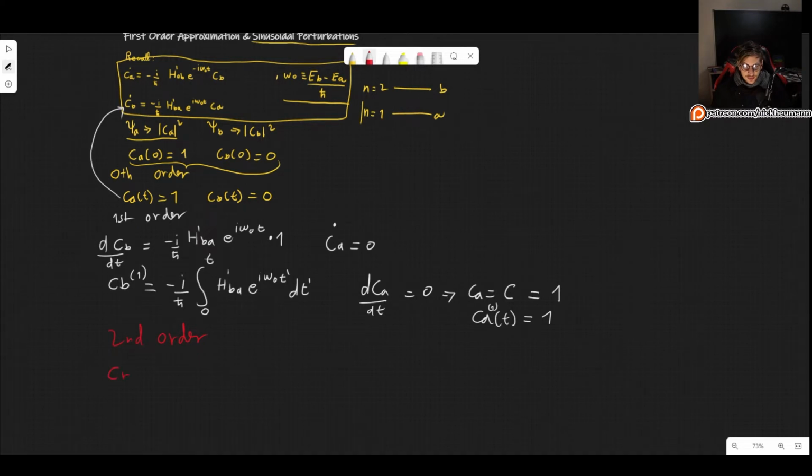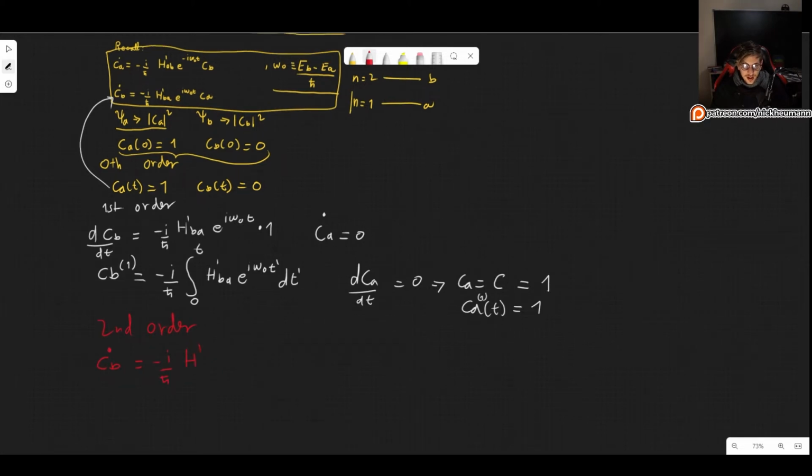So for CB, for example, CB dot is minus i over h bar, H prime BA, e to the i omega 0 t, and then CA, but of course CA is 1, so we don't have to write it down. Now to find CB, we just integrate just as we did before. So this goes from 0 to t, and we change this t to t prime and add dt. Okay, so this is CB. As you can see, from first to second order, it has not changed.